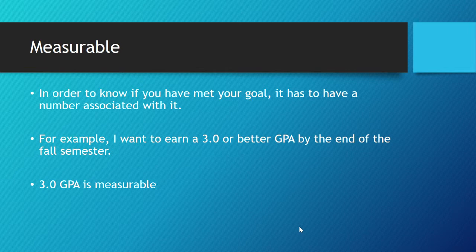If you hit the 3.5 level, you set your goal at 3.0 or better. So that means that you have attained that goal. So the number that you associate with your goal is what's measurable.